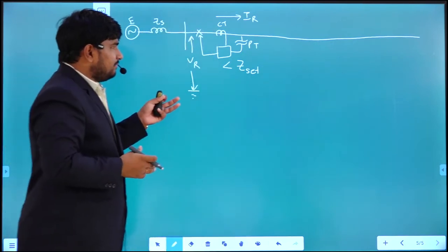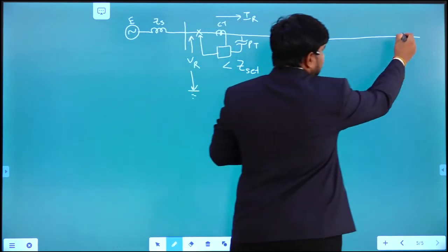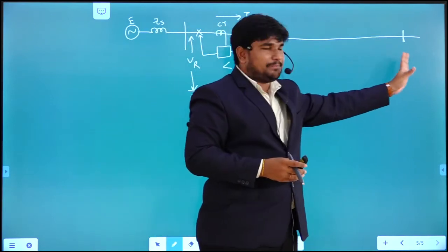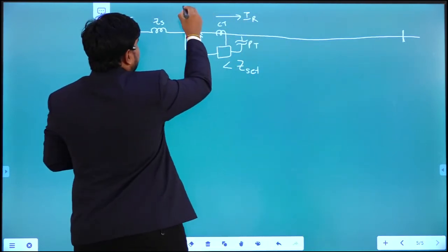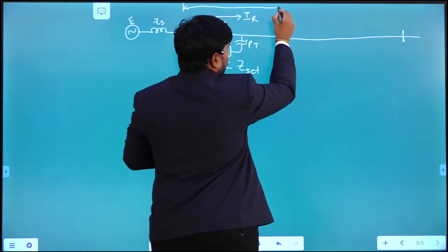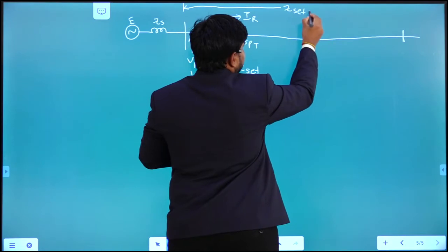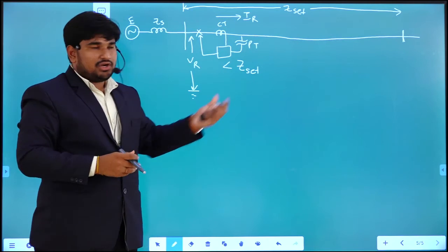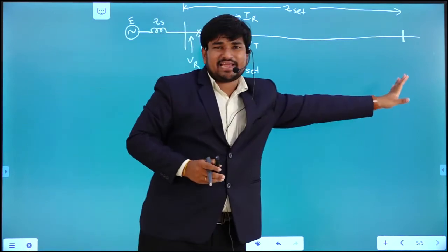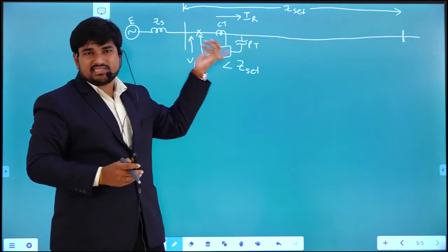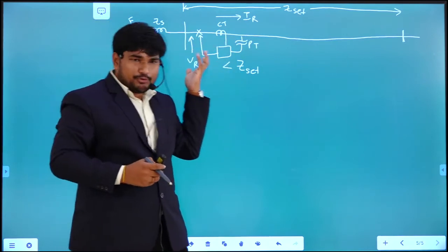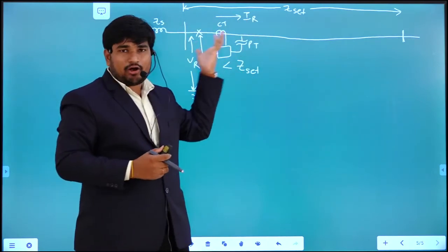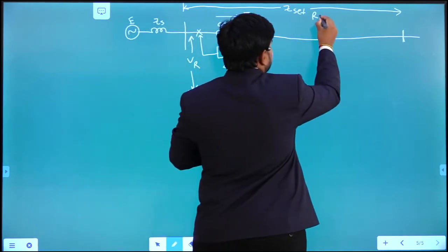Now, for example, this is my boundary condition. That means the impedance from the generator bus to this point, if I take it as Z set, this is the boundary condition that I have taken, Z set. Now this distance I can call the reach of this distance relay. Reach in the sense up to which point it can be protecting. That's why I call it the reach of this distance relay.